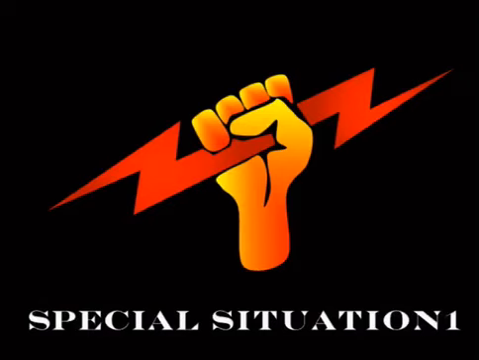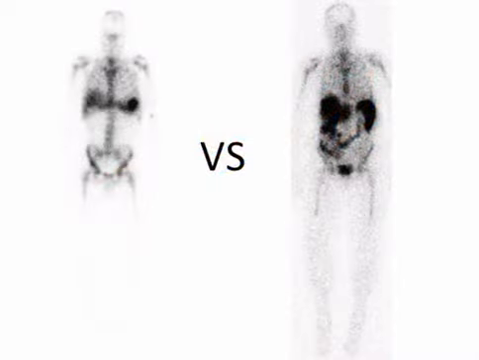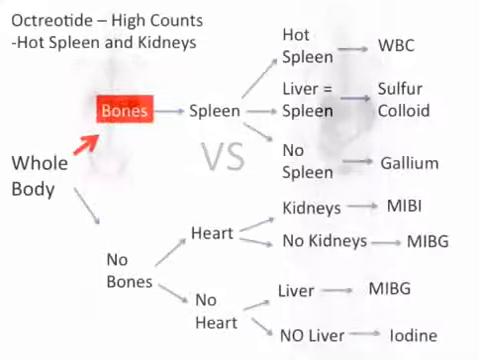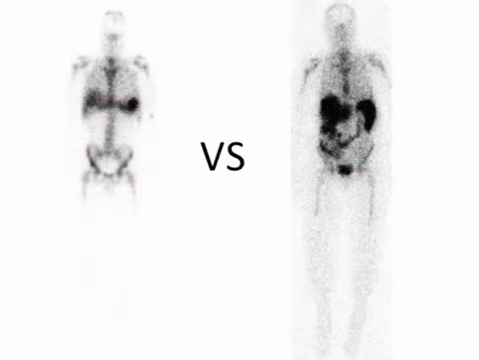All right. So let's do a couple of special situations here. We'll walk through this. So what's the first question we ask? Bones or no bones, right? So these guys have bones. Agreed. Now we're going to look at the spleen. So what do we think of that spleen? I think it's a really hot spleen. I think it's too hot to be anything else.